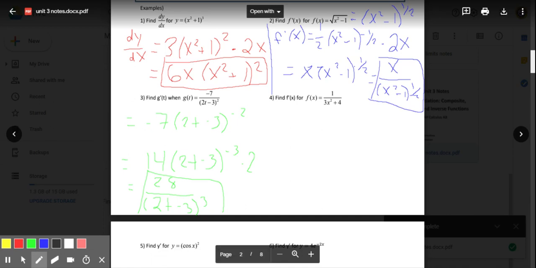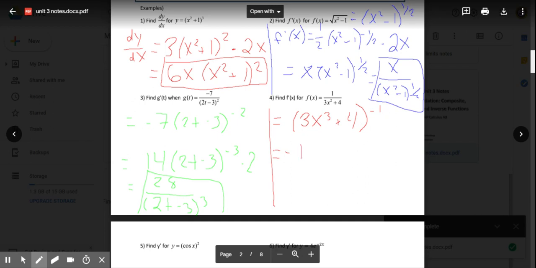All right, so let's go back to red. Number 4, this one we're also going to rewrite to make our lives a little easier. Again, we could use the quotient rule, but it's a little easier if we just rewrite it this way. Now it changes from a quotient rule problem to a chain rule problem. So we do the derivative of the outside. -1 comes down in front, the inside stays the same, subtract 1 from the exponent, and then multiply by the derivative of the inside, which is just 9x squared.